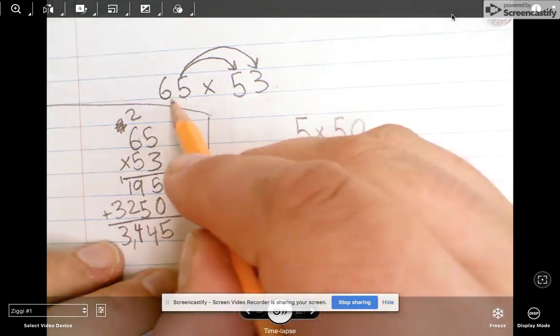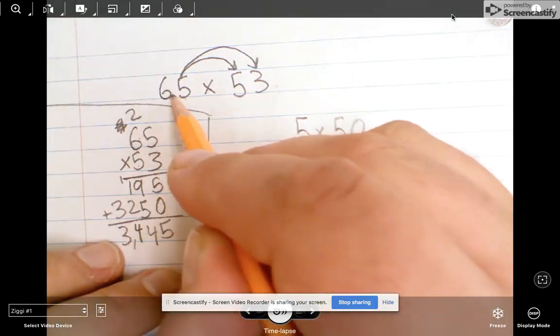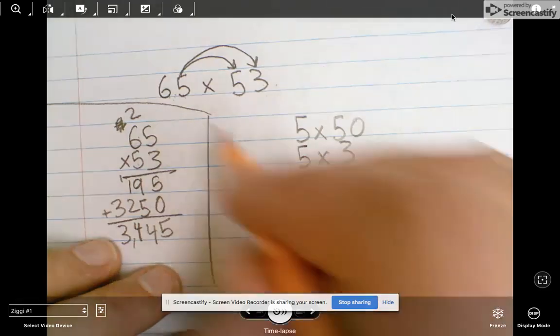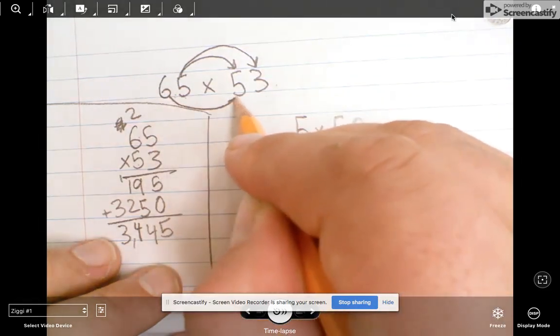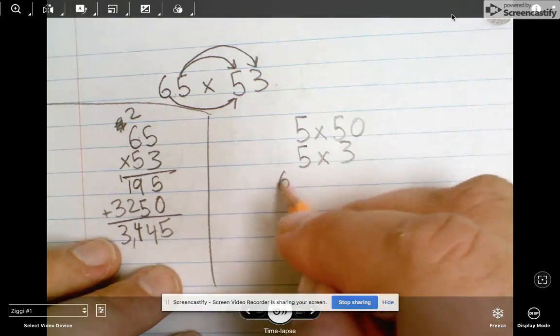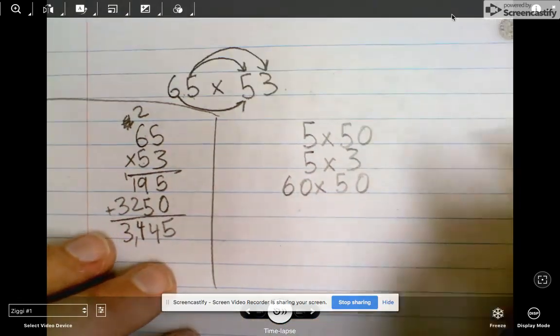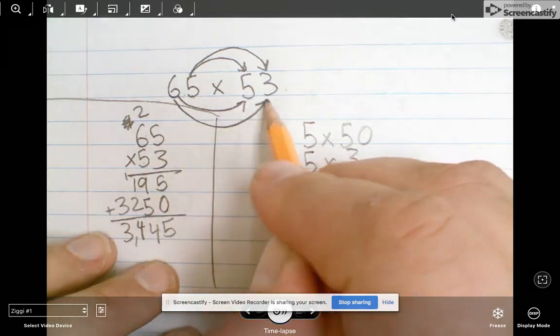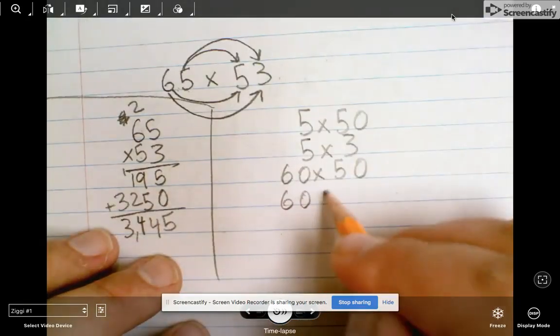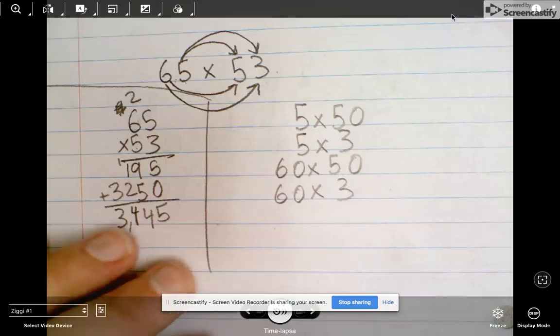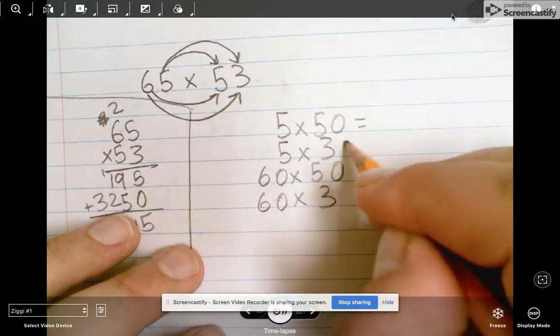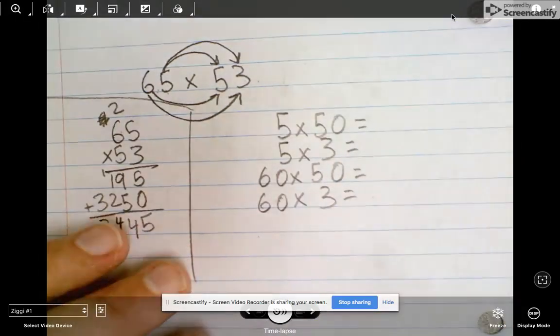Along with that, I'm going to take the 6 here that's in the tens place. That 6 is worth 60. And I'm going to multiply it times the 5 in the tens place, and that's 60 times 50 because that 5 is worth 50. And it's also 60 times the 3 in the ones place. That's 60 times 3.